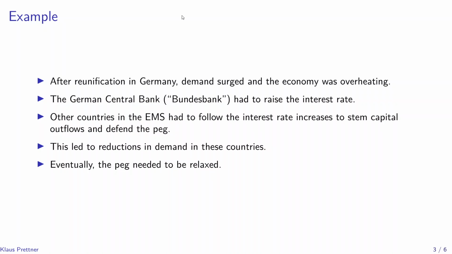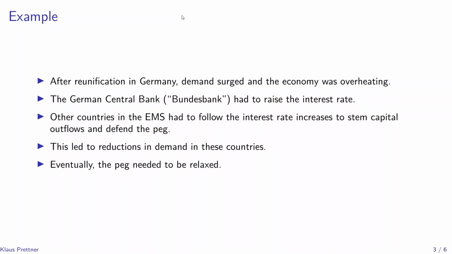As an example for this, consider the European Monetary System, which was in place before the introduction of the euro as a common currency. So in this system, the currencies of European countries were tied together by a quite fixed peg. And then the German reunification happened. During the German reunification, which was very generous in exchanging the mark of Eastern Germany to the Western German mark, that led to an increase in demand, because many of the inhabitants of what was previously Eastern Germany could afford much more consumption.